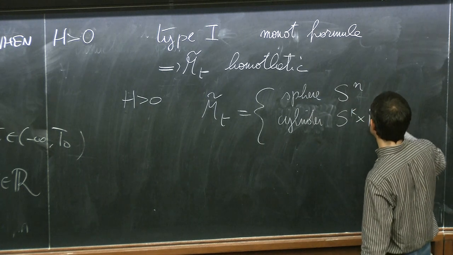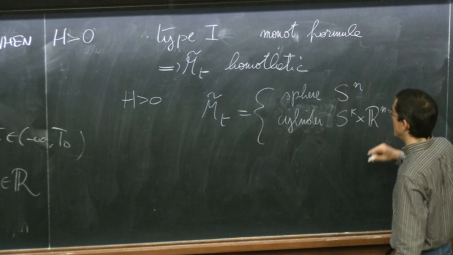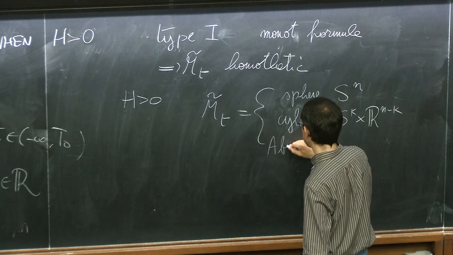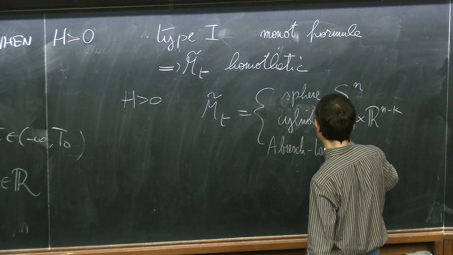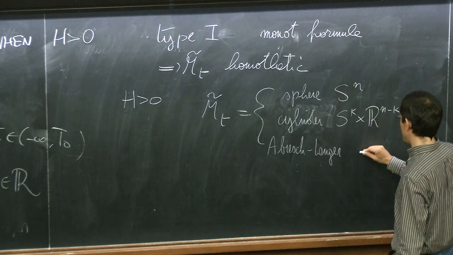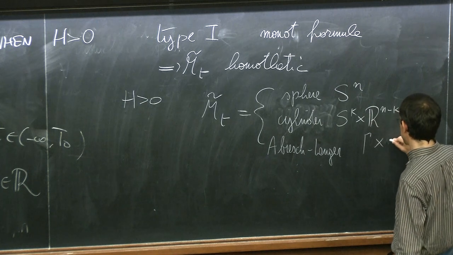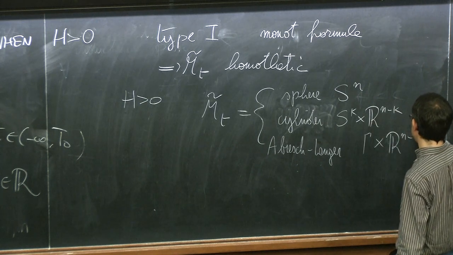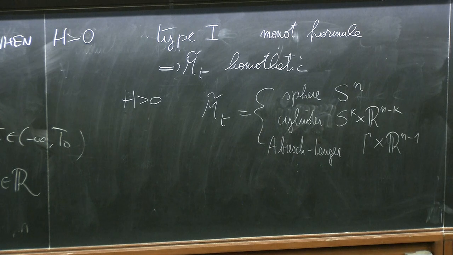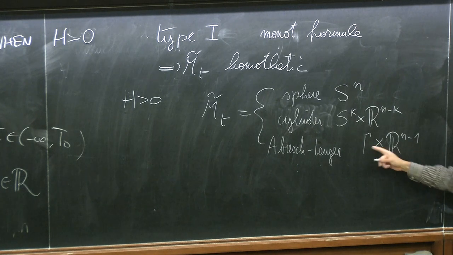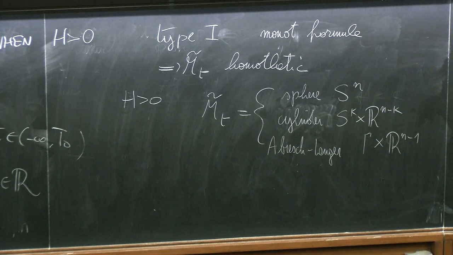S^k times R^(n-k), or this Abresch-Langer type, like so, gamma. Abresch-Langer are homothetic curves in the plane with self-intersection, which shrink homothetically, so if you take the product, but they only exist in one dimension, so it's something like this.